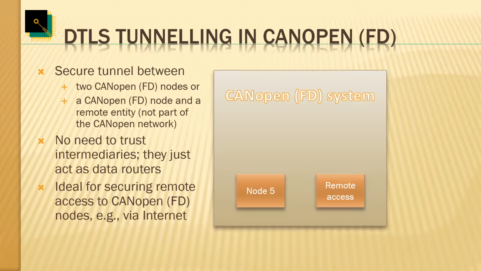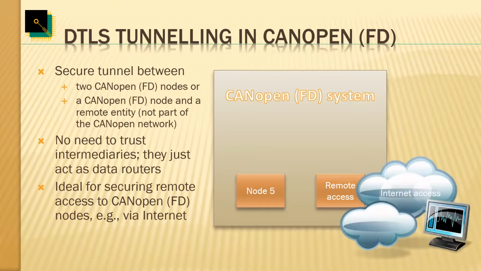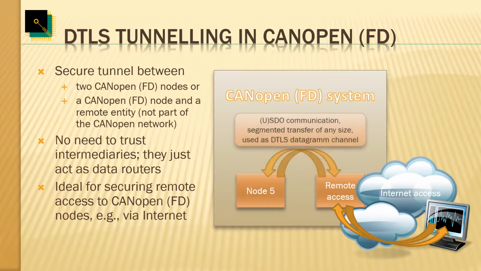For this use case, we expect that there's a remote access device which functions as a gateway between the internet and the CAN or CAN FD system, and that this gateway builds a tunnel for the DTLS communication via CAN or CAN FD. In this case, CANopen FD is used, which nicely provides a USDO communication method that can handle those packages and pass them on to the destination node to provide the end-to-end security.